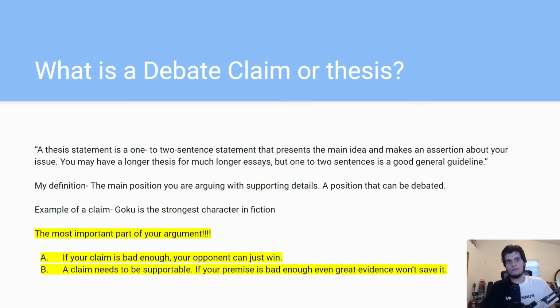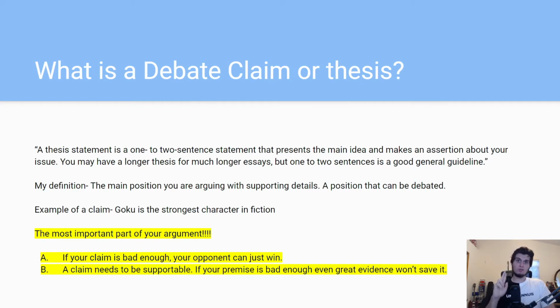So my simpler definition of it is that a thesis is the main position you're arguing with supporting details. So that overarching idea that you are supporting through evidence is your claim. An example I have for a claim is Goku is the strongest character in fiction. It establishes what the argument is going to be.